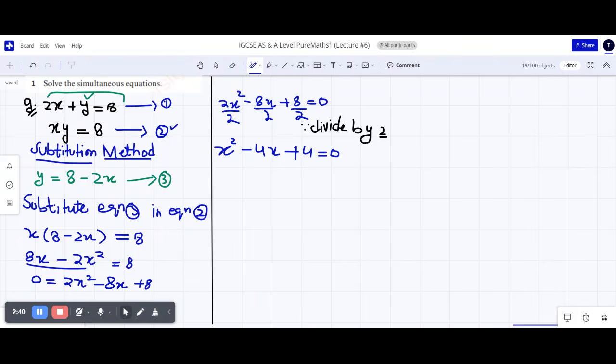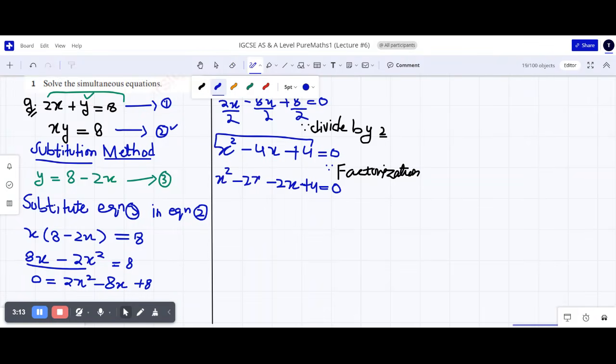We got a quadratic, so we will apply factorization again. Here a times c is 4, and 4 times 1 is 4 and 2 times 2 is 4. The sum must be minus 4, which means minus 2 and minus 2 make 4, since minus times minus is plus. So x squared minus 2x, then minus 2x, then plus 4 equals 0, because we need the middle term to be minus 4. Factorization means breaking the middle term.